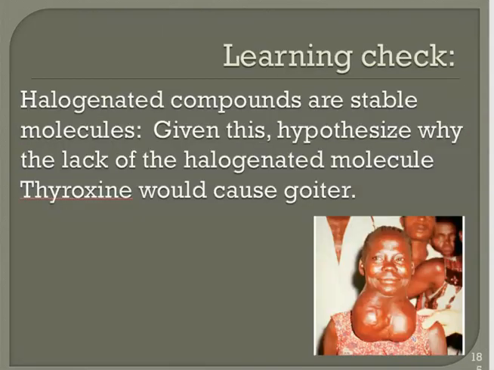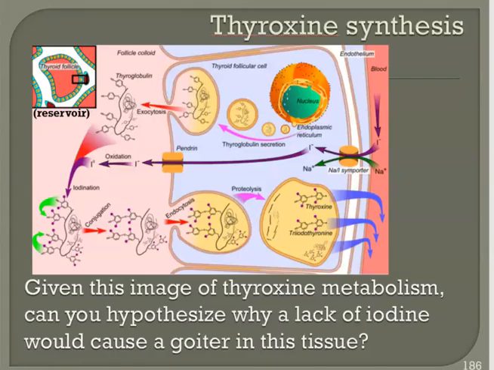So I want you to look at this. There's a little thought exercise I want you to go through. Halogen compounds are generally stabilized. So given this, hypothesize why the lack of the halogenated molecule thyroxine would cause a goiter. I want you to look at this slide right here. Given this image of thyroxine metabolism, can you hypothesize why a lack of iodine would cause a goiter in this tissue?